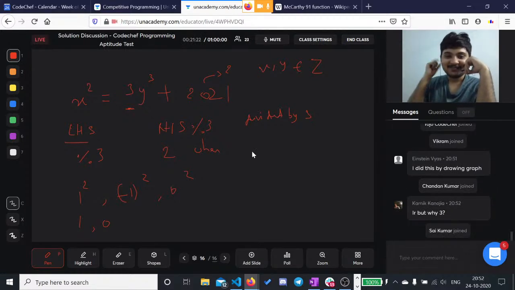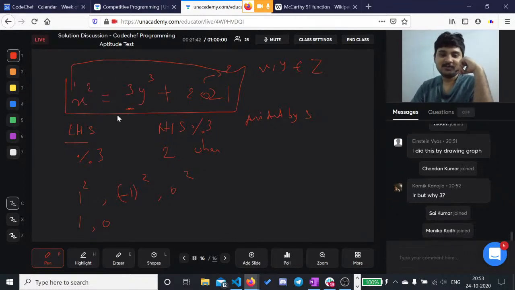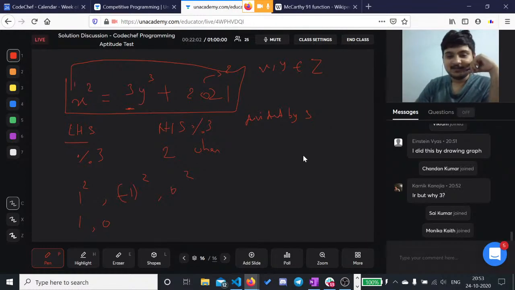Well, that's the difficulty of the question. So that's one solution, right? If you do a bit of number theory, you know that x square modulo 3 will never be 2, and then some keen observation will tell you that the right hand side modulo 3 is 2. So that's one reason. I understand it's not concrete, but that's one way to solve the problem.